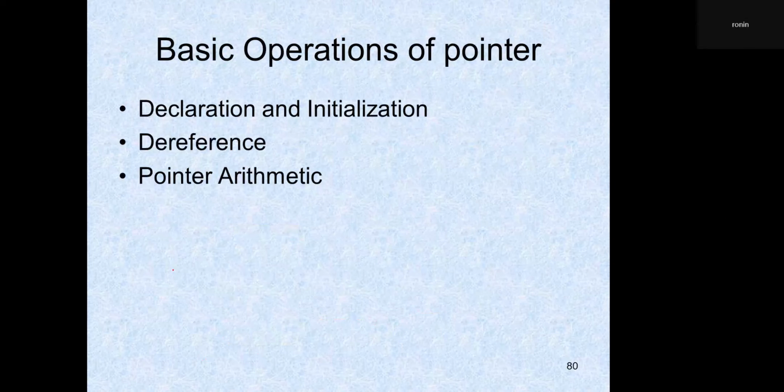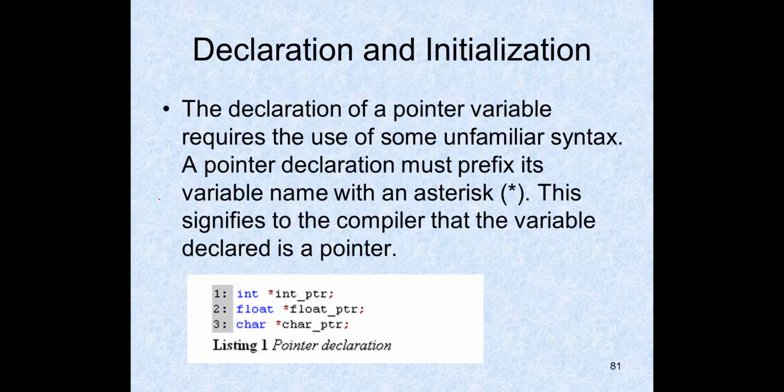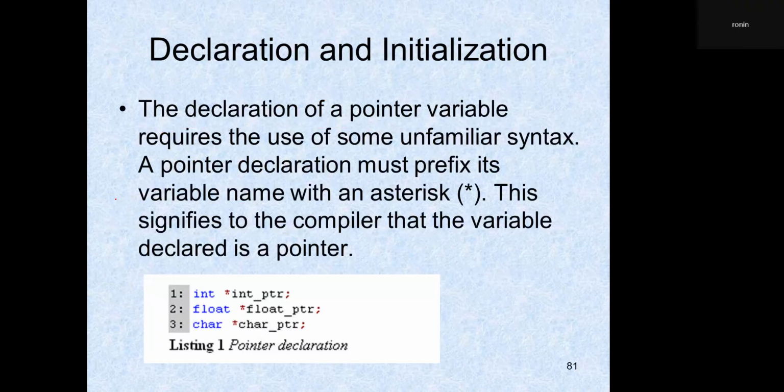Basic operations of pointers: declaration and initialization, dereference, pointer arithmetic. The declaration of a pointer variable requires the use of some special syntax. A pointer declaration must prefix its variable name with an asterisk. This signifies to the compiler that the variable declared is a pointer. Look here, intPtr, the data type is int asterisk. Int asterisk means intPtr is an int pointer.